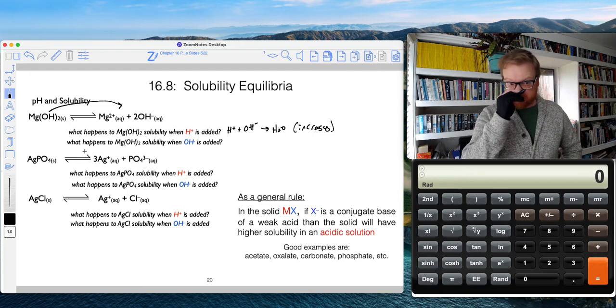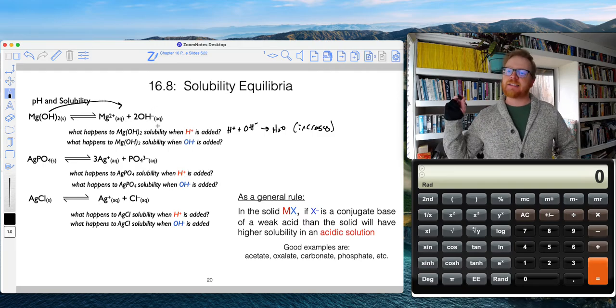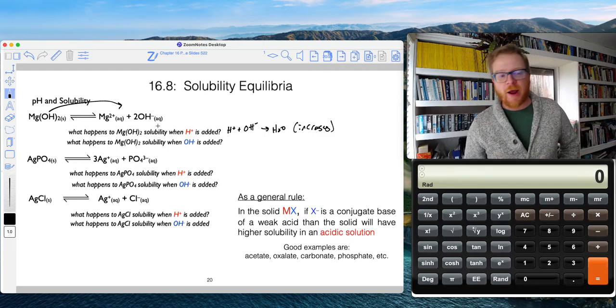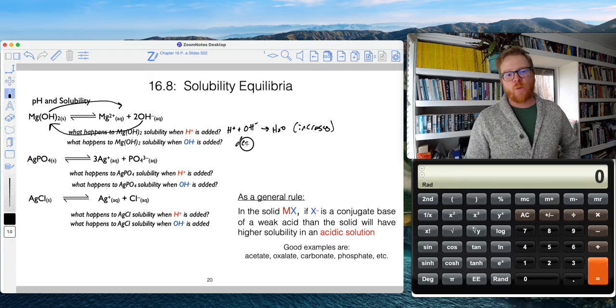Okay. So what happens if we added more hydroxide? Well, if we add more hydroxide, it's like we're adding more product, right? And now that's going to want to shift back to the solid. So that would decrease the solubility.